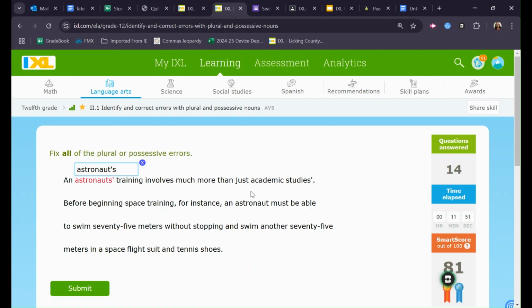Involves much more than just academic studies. Okay, is the word study plural? It's plural, so we need the IES there. Is it possessive? Nope. It's not like the study's effect or the study's result or something. It's just the studies. All right, and I could keep going through, but at a glance, everything's looking good.